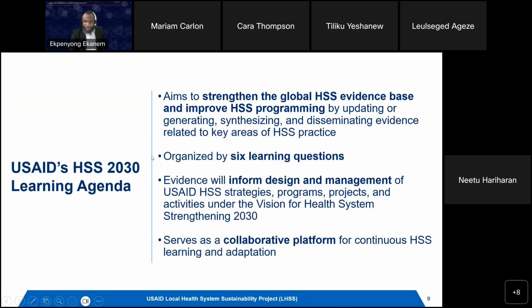Accompanying the 2030 vision, the Health System Strengthening Learning Agenda serves as a collaborative platform for continuous health system strengthening learning and adaptation, and was built on and continues previous evidence and learning efforts supported by the Office of Health Systems. The learning agenda is organized around 6 questions that were developed through contributions from many in the HSS community, which likely includes many of you on today's call. With this learning agenda, we aim to improve HSS programming by updating or generating, synthesizing, and disseminating evidence related to key HSS evidence needs. The evidence will also inform design and management of USAID's health system strengthening strategies, programs, projects, and activities under the vision for health system strengthening. Next slide, please.